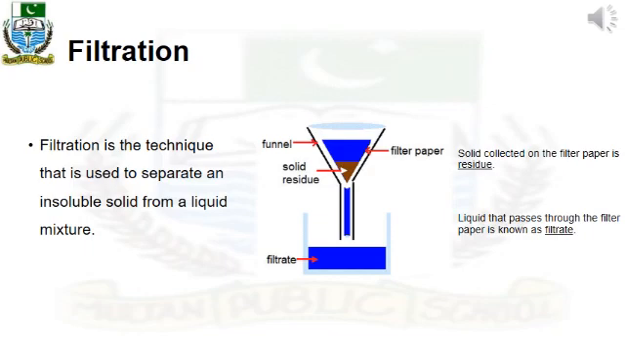A solid can be separated from a liquid by the help of filtration because the filter paper that is used in the process of filtration acts as a sieve. A liquid can pass through the pores of the filter paper, but a solid cannot pass through the pores and it is collected on the filter paper. That insoluble solid that is collected on the filter paper is known as residue, while the liquid that passes through the filter paper is known as filtrate.